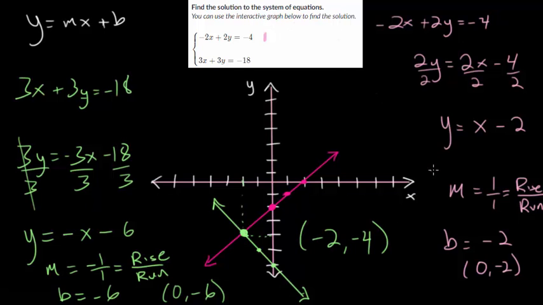But without that, what you could do with the substitution method, since both of these equations are equal to y, is just set their right-hand sides equal to each other. So minus x minus 6 equals x minus 2. And then from there, you get 2x equals negative 4. You can divide by the 2, and you do get an x value of negative 2. If you plug in negative 2 here, you get 2 minus 6, which is negative 4. So it does check out once you learn that other method.